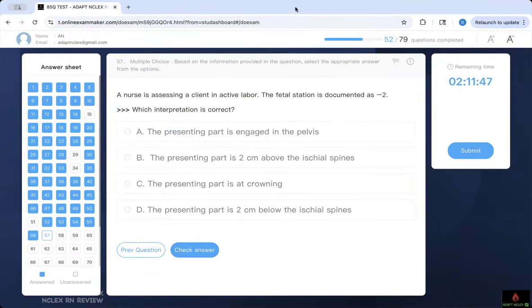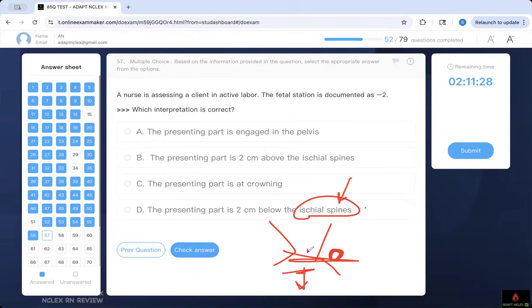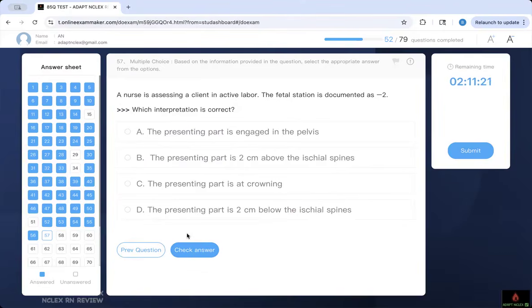If you don't know the maternity, I want you to write it down. Please, please, please, if you forget it, whenever they give you a station, the station is in reference to the ischial spine. So 0 is the ischial spine. Positive is down below the ischial spine. Negative is above the ischial spine. And then you can use it to answer the question. Break the question down before you even look at the answers. And what I told you, it has to be above.